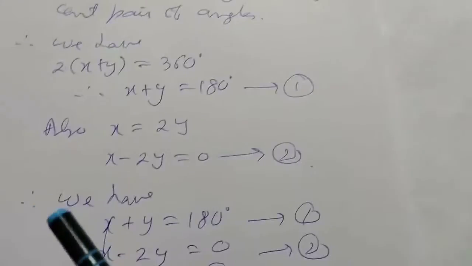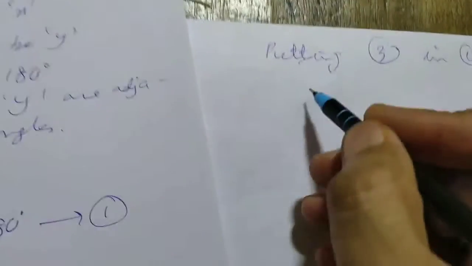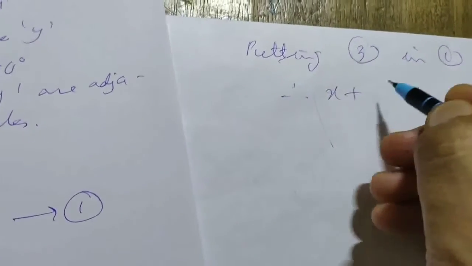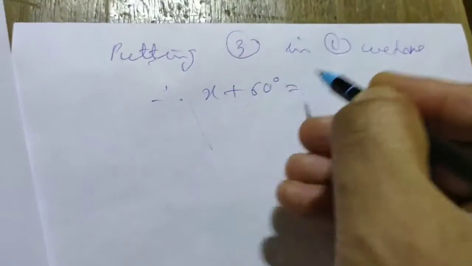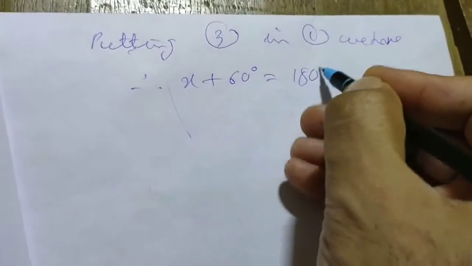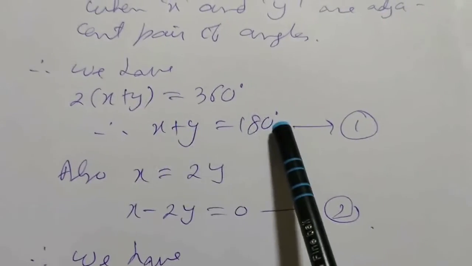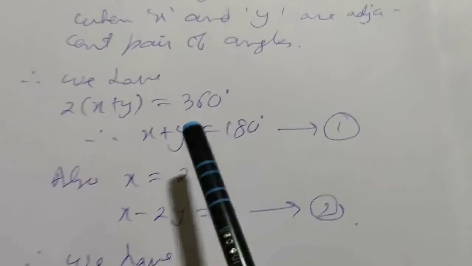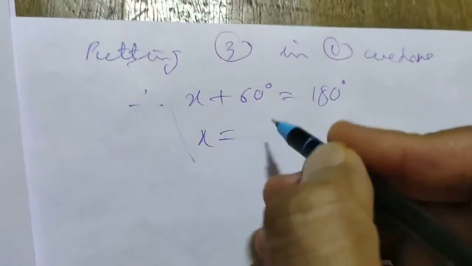Now what is equation number 1? You can see it here: x plus y equals 180 degrees. What is the value of y? 60 degrees. See here, y is 60 degrees. So x plus 60 equals 180 degrees. Therefore we can say that x is equal to how much?